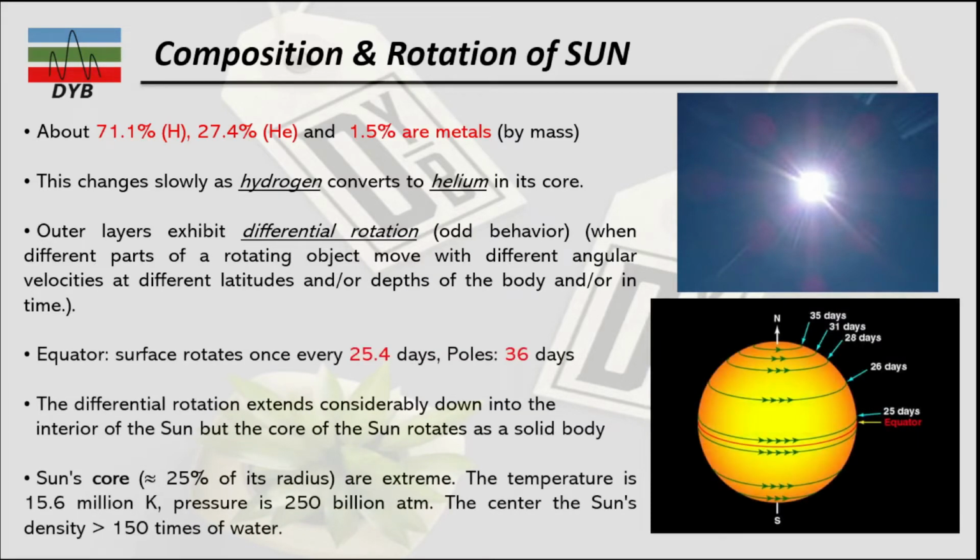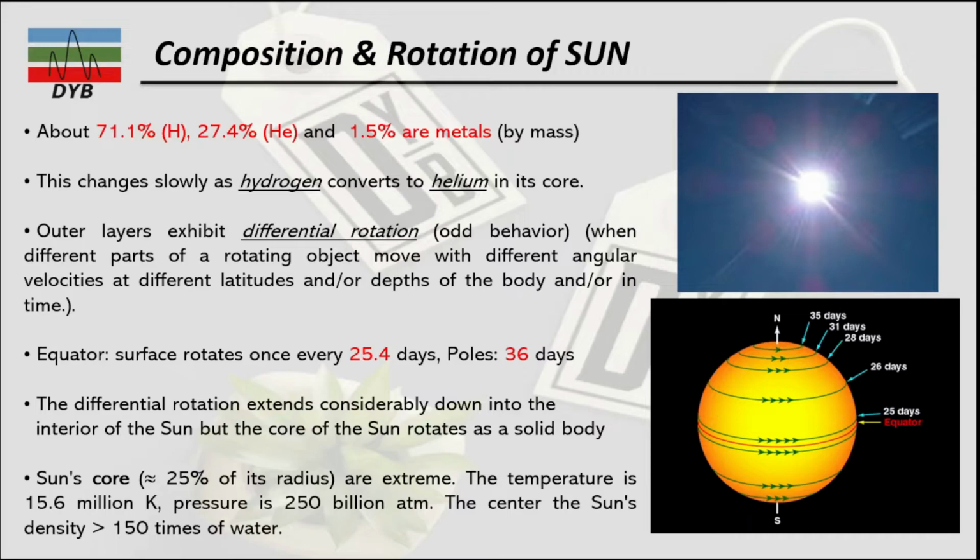So here is a figure which explains the rotation of the sun. Let's look at the equator first. The equator takes about 25.4 days to get to this point again. So one rotation is 25.4 days, and at the poles the rotation is different, it's 36 days. In between it can be explained: over here is 25 days, then 26, 28, 31, up to 36.